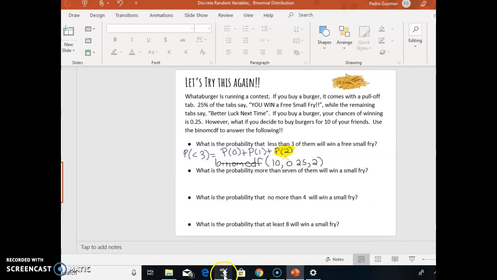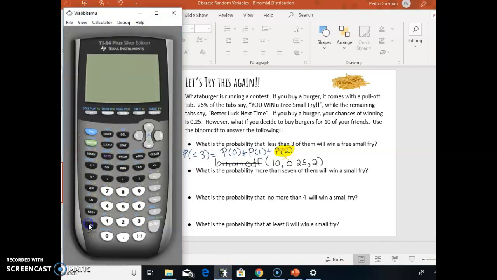I'm going to go off of this to pull up the calculator so I can show you. We're going to go to second vars. We're going to choose Binomcdf. The next time I do this, I'll probably choose alpha B to get there quicker. Number of trials is 10. The probability of a success of winning a free small fry is 0.25, and my x value is 2.